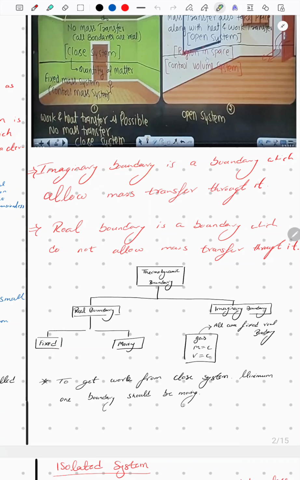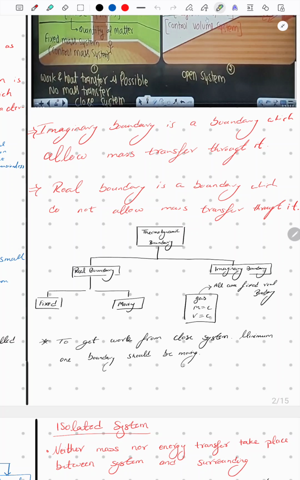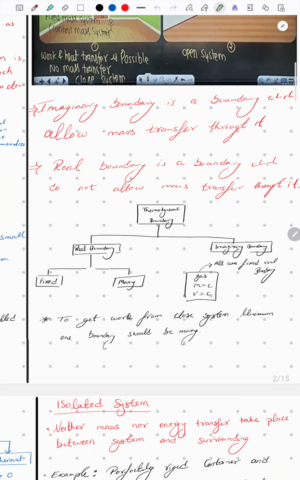If you want to get work from a closed system, a minimum of one boundary should be movable. Now I'm not saying the boundary should be open, but movable, like a piston, right? A real boundary is a boundary which does not allow mass transfer through it. Thermodynamic boundary: real boundary, fixed or moving. Imaginary boundary, all are fixed. Real boundary, gas: mass is constant, volume is constant.